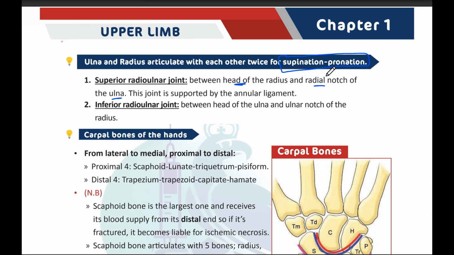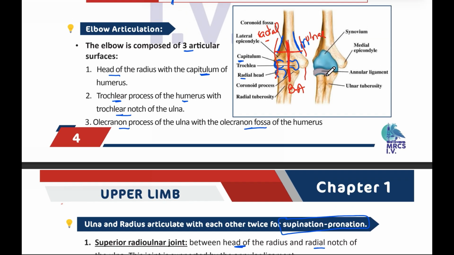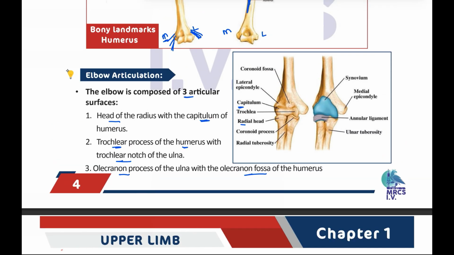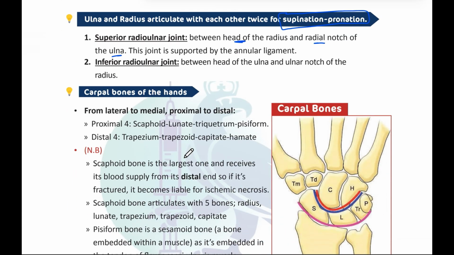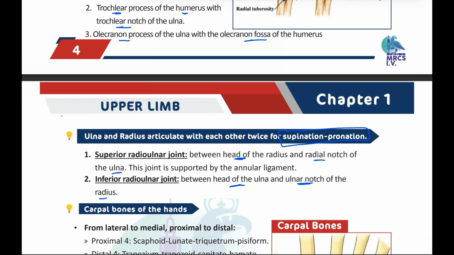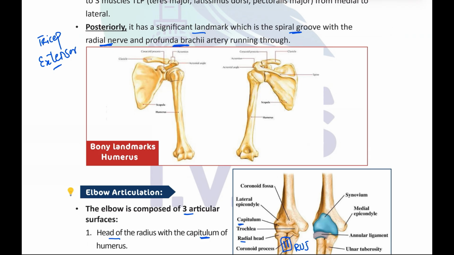As you could appreciate in this diagram, let me clear some space. So here this radial head is going to articulate with the radial notch of the ulna, and this point is going to be the superior radioulnar joint. Similarly, in the distal aspect, we have the head of the ulna which articulates with the ulnar notch on the radius.